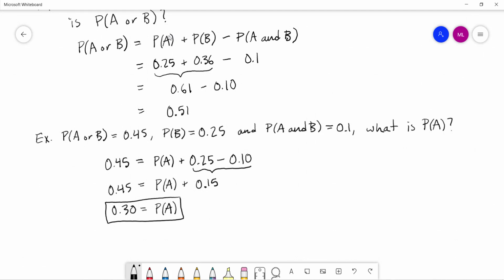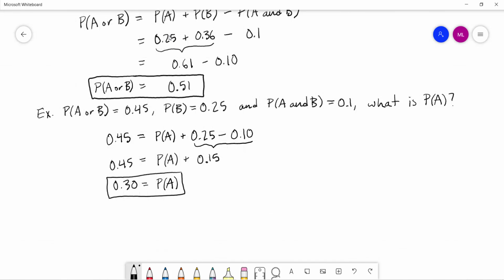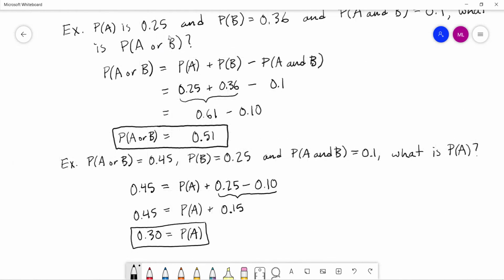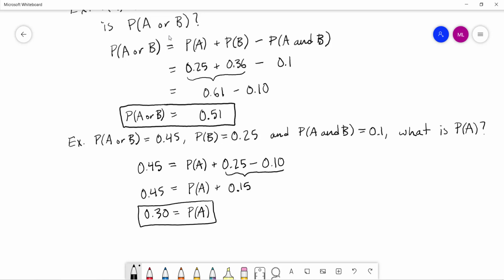And same thing down here. This would be our P of A or B. Might as well actually circle it. Or box it, I should say. Not much of a circle. Okay. So here's how you can use the general addition formula. You'll see some problems like this in the homework.